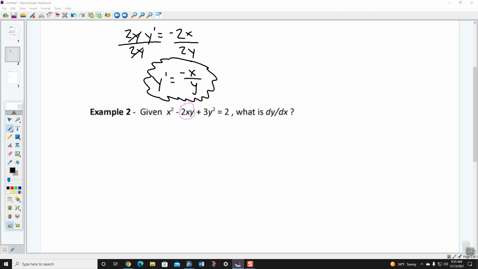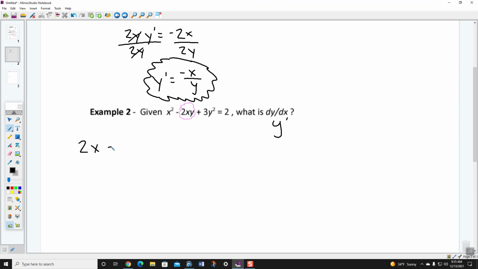It says, given x squared minus 2xy plus 3y squared is equal to 2, what is dy dx? Understand when they say, what is dy dx? They're really asking you, what is y prime. Okay, so let's start. The x squared, that's easy, isn't it? What's the derivative of that? 2x. We've got 2x minus.